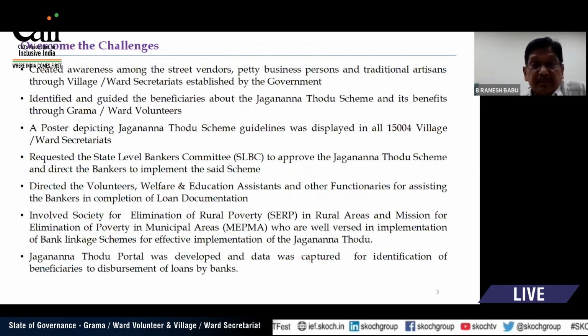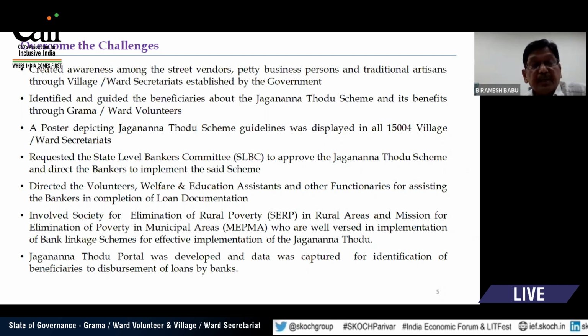So how did we overcome these challenges? We created awareness among street vendors, business persons, and traditional artisans through village ward secretariats. There are 15,004 village ward secretariats. Through them, we identified and guided all these beneficiaries about the Jagananna Thodu scheme and how to utilize the financial assistance for working capital. Posters were also published and displayed in all village ward secretariats.